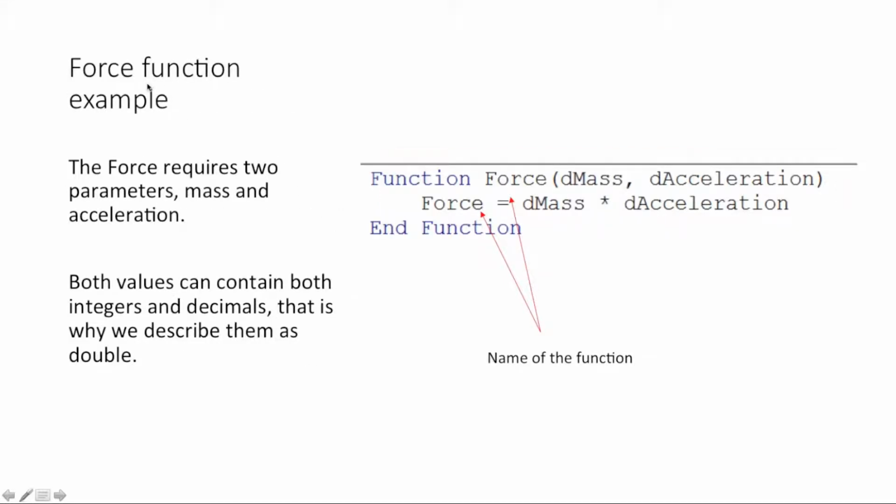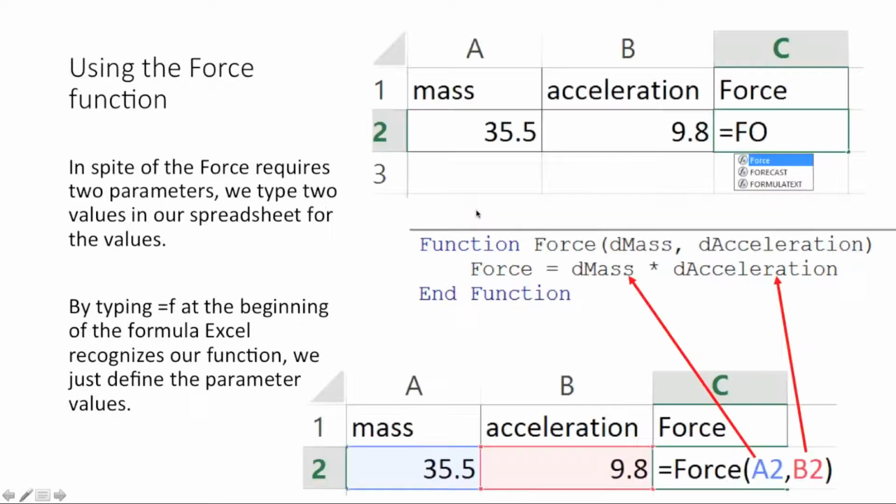function. Okay, well, we require two different values, two parameters from the spreadsheet. So we need mass and acceleration. We know that these values will be integers and decimals, so we define them as D for double, and we assign, don't forget to assign the formula, dMass times dAcceleration, to our force. So we write the function force and the value.